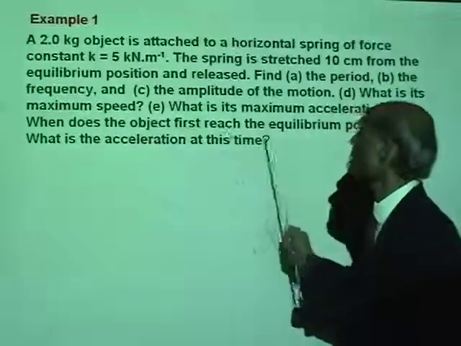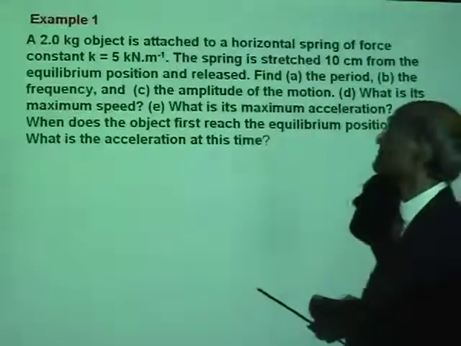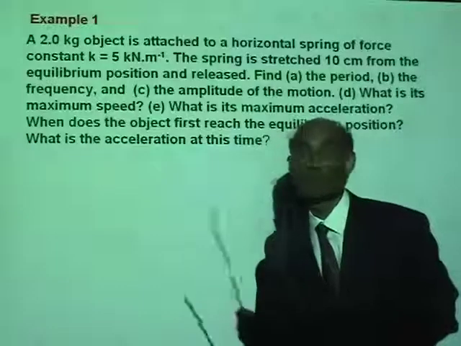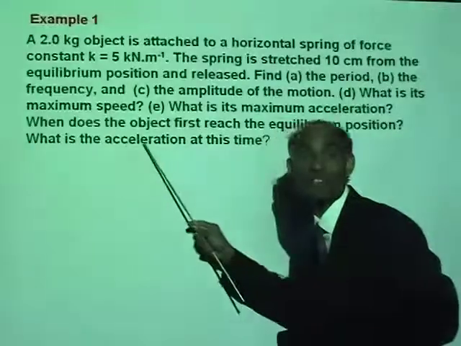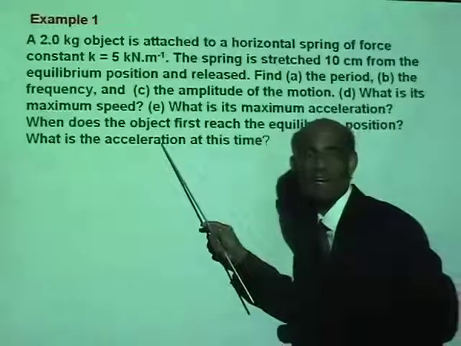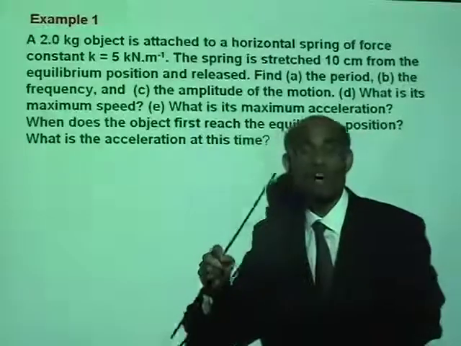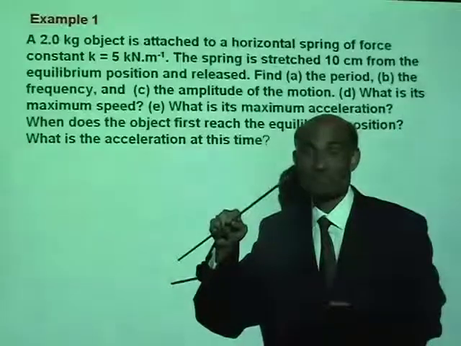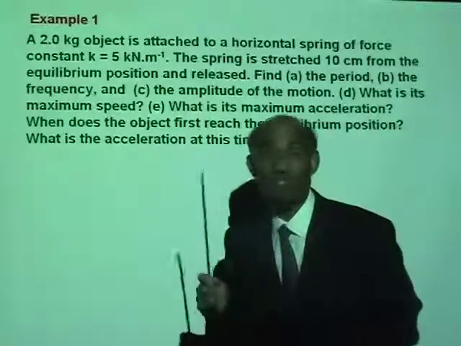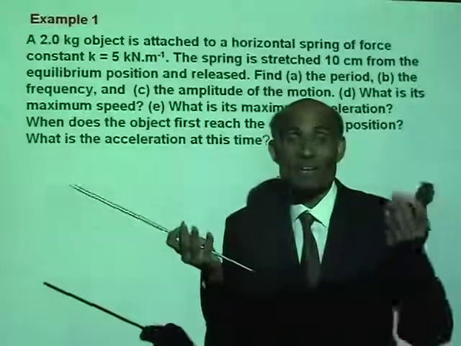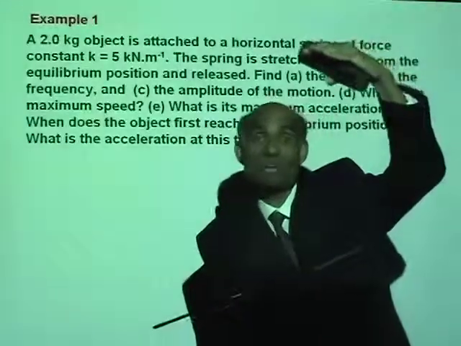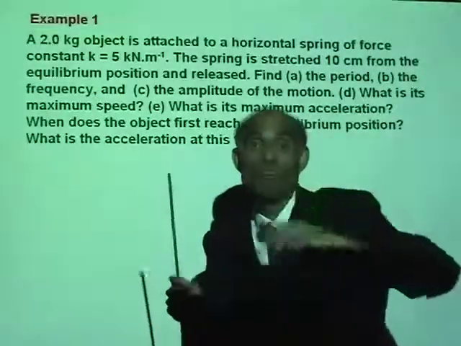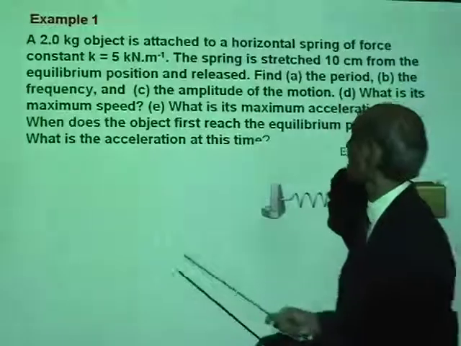And when does the object first reach the equilibrium position? What is the acceleration at this time? This also you can answer quite quickly. What is the acceleration of the object at the equilibrium position? At the equilibrium position, the acceleration is zero. Acceleration is maximum at the two extremes. And at the equilibrium position, there is no net force. Alright, let's do each of these.